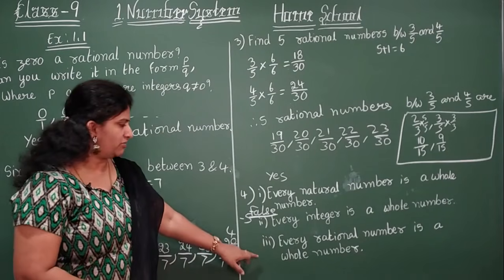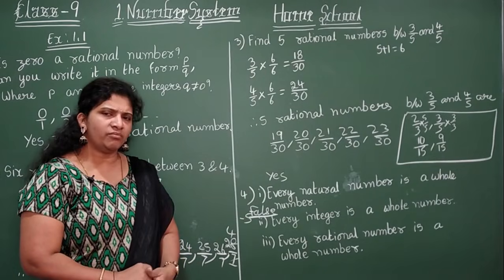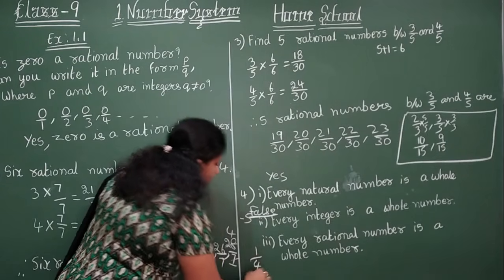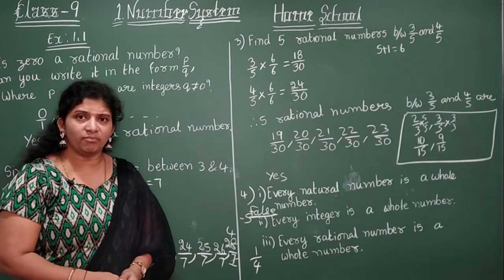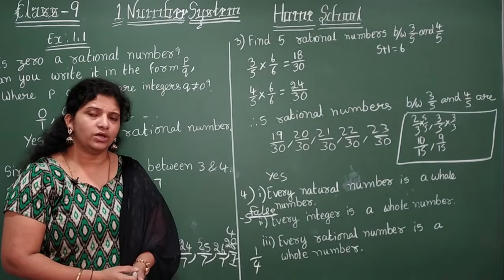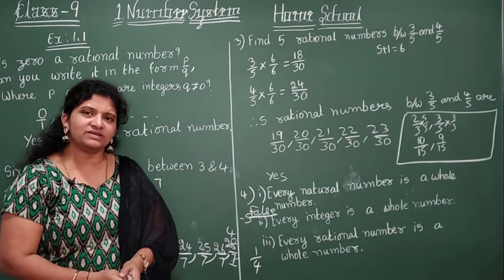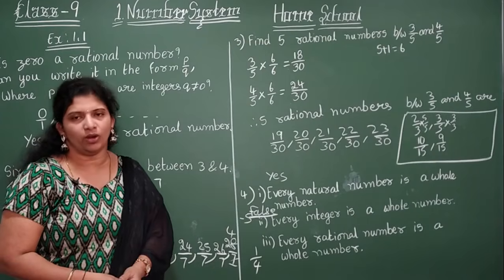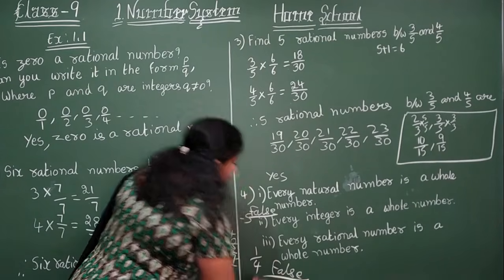Coming to your third statement, every rational number is a whole number. Let's look over here. So it is 1 by 4. 1 by 4 I have written here, children. It is a rational number. Have you seen any such rational number in whole numbers? No. Whole numbers have only natural numbers and 0. So this rational number can never be a whole number. So what can you say, children? This statement is also false.